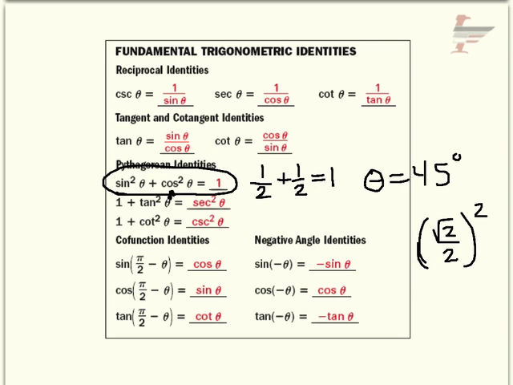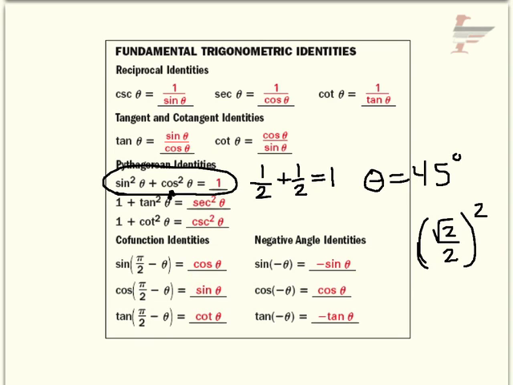Now I won't do that with every single identity, but 1 plus tangent squared theta equals secant squared theta. 1 plus cotangent squared equals cosecant squared. And again, you do not have to memorize any of these. And then last but not least, cofunction identities. It says take sine of pi halves minus any angle, and you're going to have the cosine of that angle.